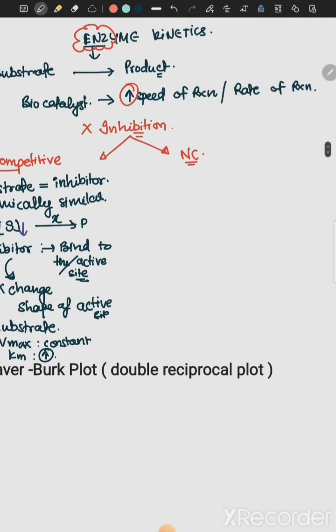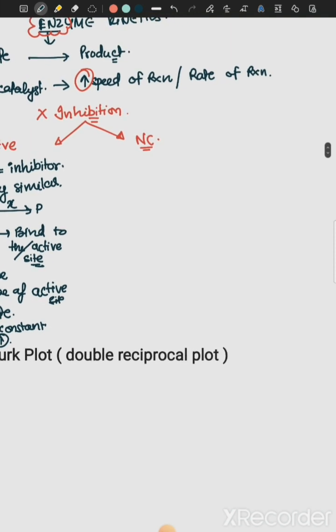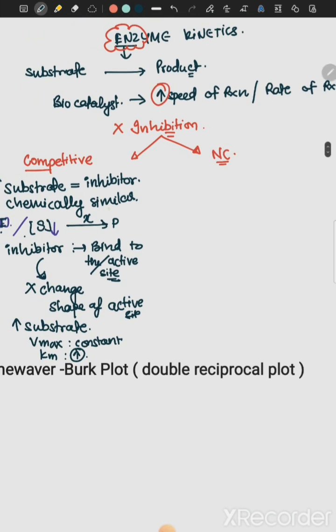Now in case of non-competitive inhibition, the substrate and the inhibitor are not chemically similar, they are chemically different.